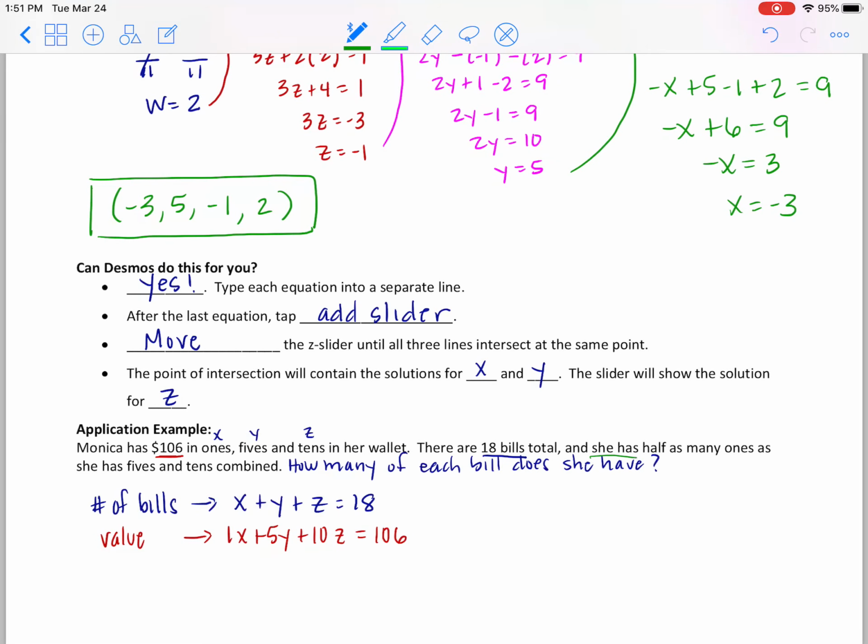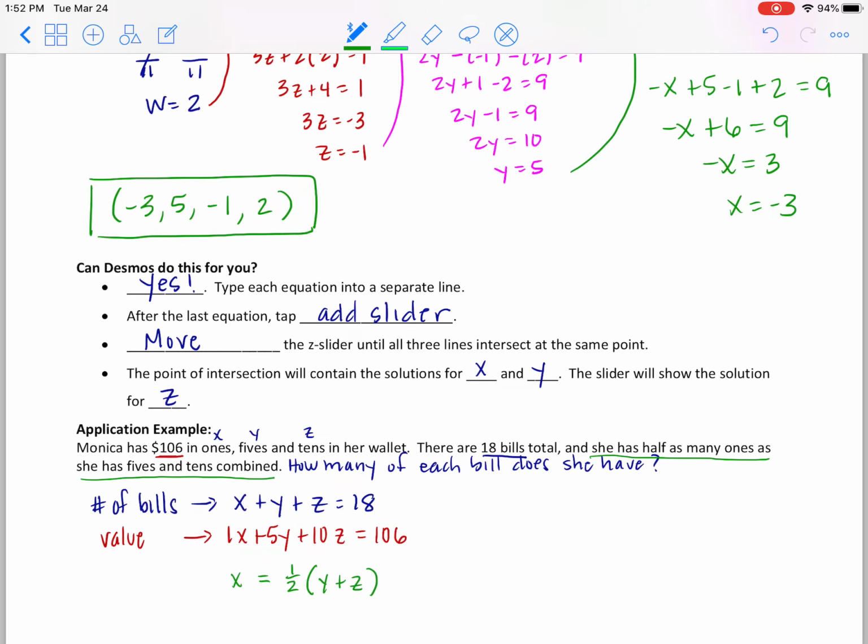And then the last equation is the tough one. It comes from this last sentence. It says she has half as many ones as she has fives and tens combined. So the number of ones is half of the fives and tens combined. So ones, which we call x's, is half of the fives and tens combined. That's the y's and the z's combined. Okay? So a little tricky, but again, the number of ones is half of the fives and tens combined.